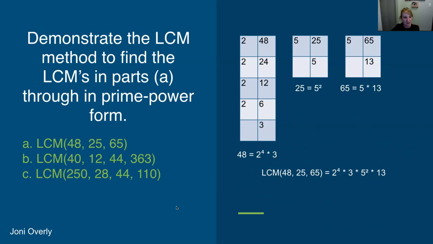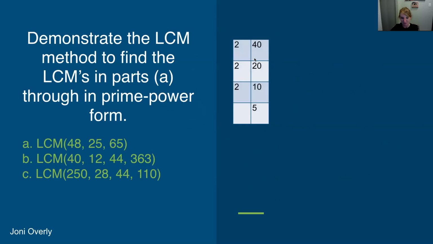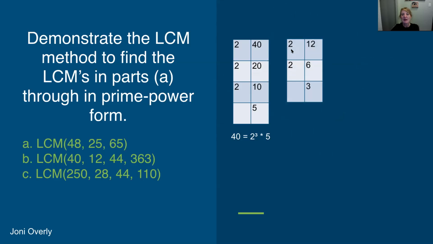Very simple. So in our problem B, we have the least common multiple of 40, 12, 44, and 363. So let's start by doing this again. So we start with 40, and 40 equals 2 to the 3rd power times 5. Next is 12. So we know 12 is divided by 2 to get 6, and then 2, 3. So 12 equals 2 squared times 3.